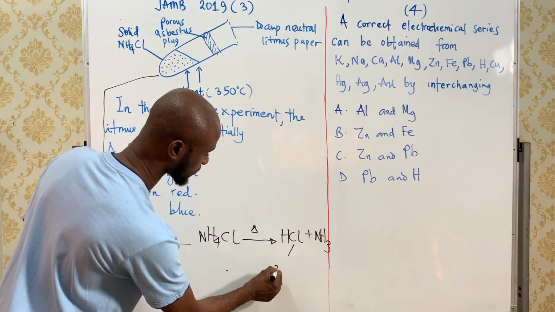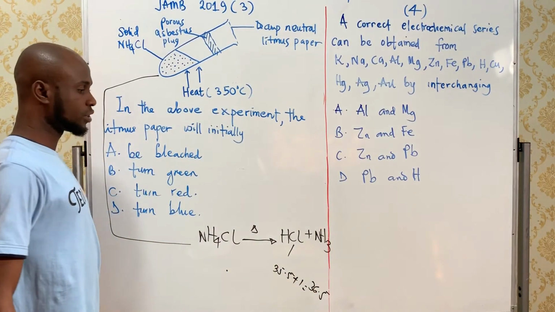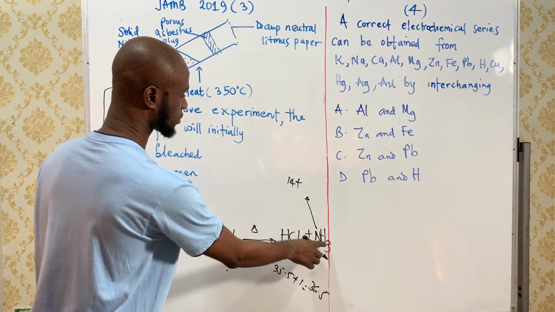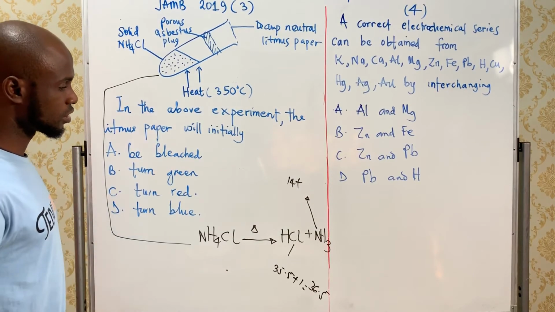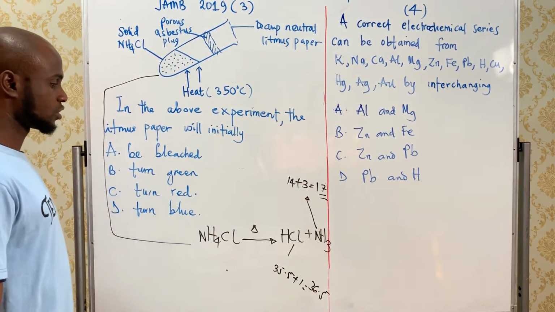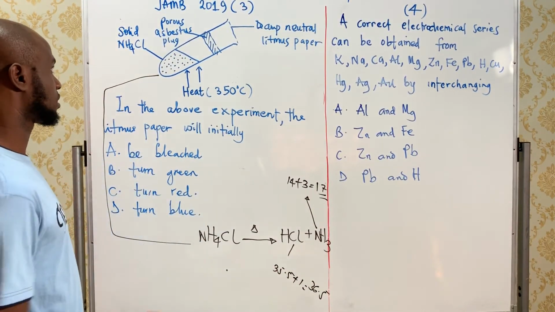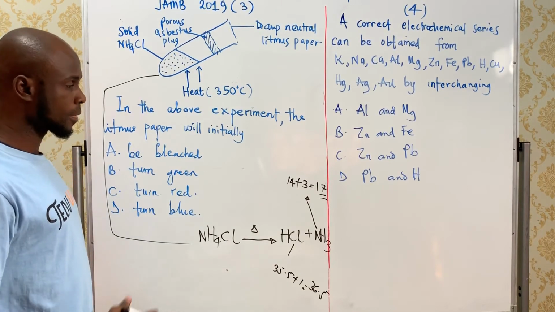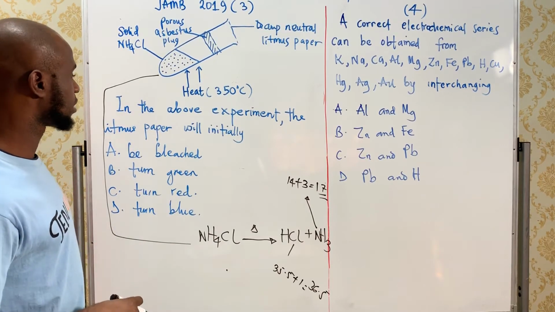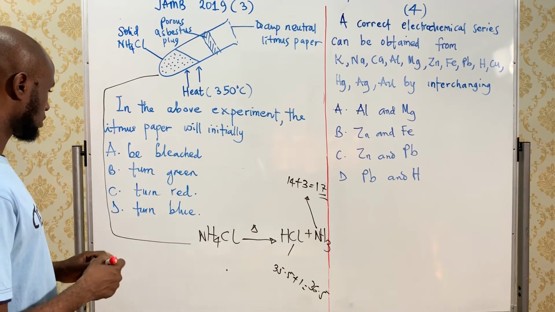Chlorine has atomic mass of 35.5. Hydrogen has 1. It gives us 36.5. Let's look at the molar mass of ammonia. Nitrogen is 14 plus hydrogen is 1 times 3, that's 3. Everything should give us 17. So ammonia should diffuse first because it's lighter than HCl. When ammonia diffuses first, it gets to the litmus paper and turns it blue initially. After that, if HCl diffuses, it turns red afterwards. So the answer here is initially the litmus paper turns blue.